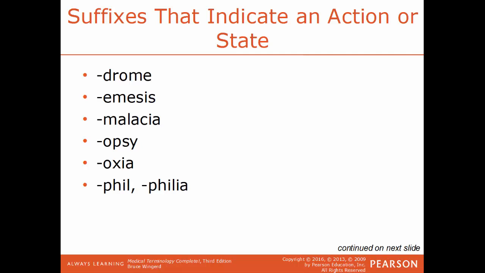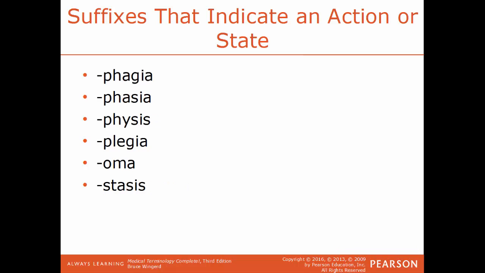Oxia is a reference to oxygen, usually for the levels of oxygen. So if you are suffering from hypoxia, hypo means below or less than. So those are lower than normal oxygen levels. Phil or philia means attracted to or loving. So the city name of Philadelphia, the reason why it's known as the city of brotherly love, that's how that word translates. Philadelphia.